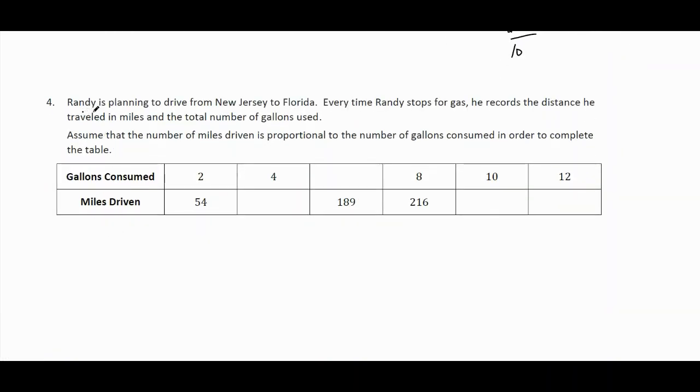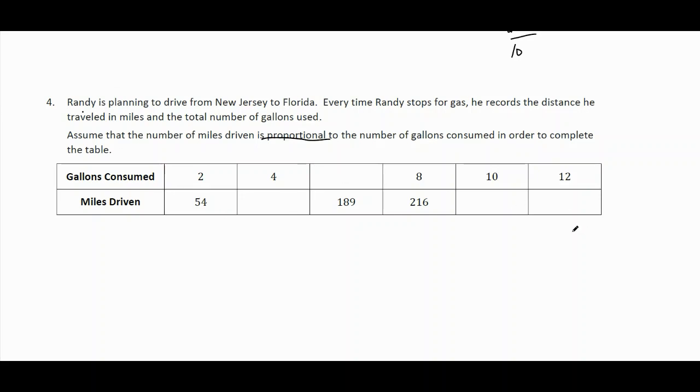Last one. Randy is planning to drive from New Jersey to Florida. Every time Randy stops for gas, he records the distance he traveled in miles and the total number of gallons used. Assume that the number of miles driven is proportional. So it means we're going to assume that it's already proportional to the number of gallons consumed in order to complete the table.